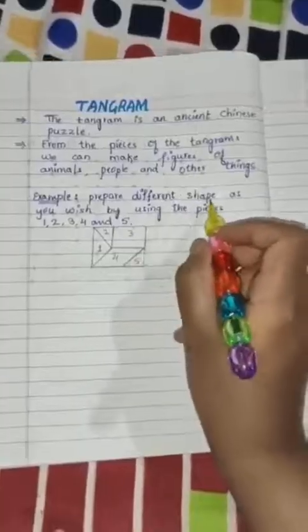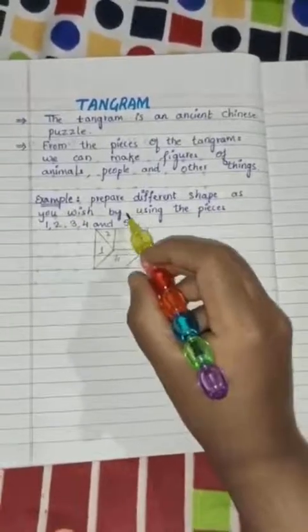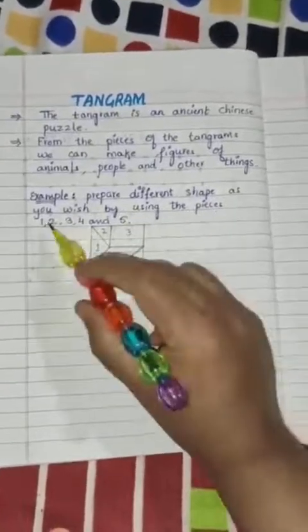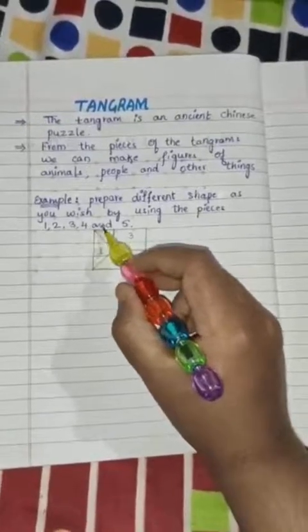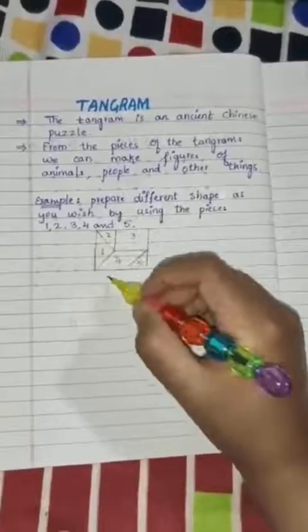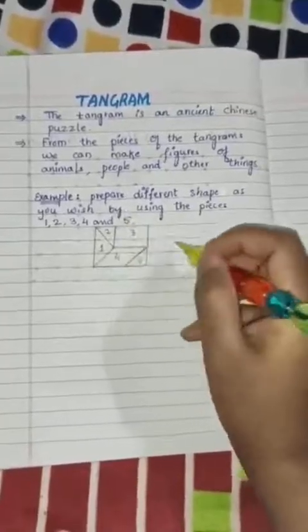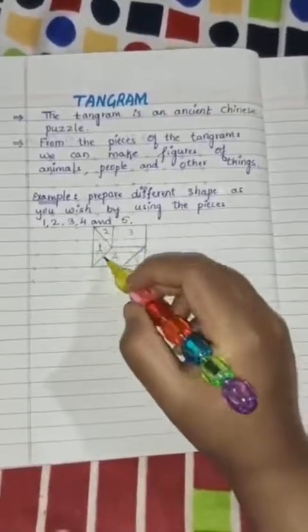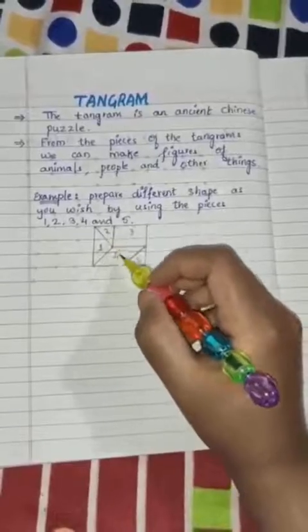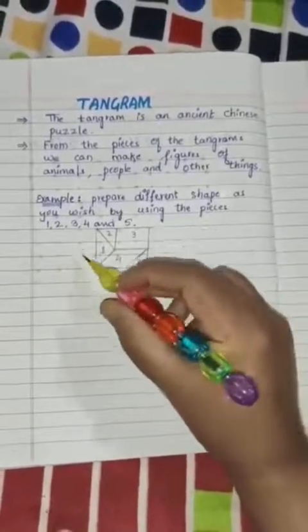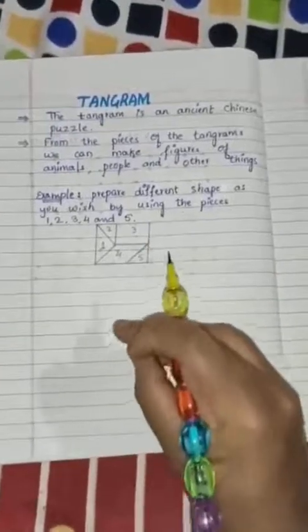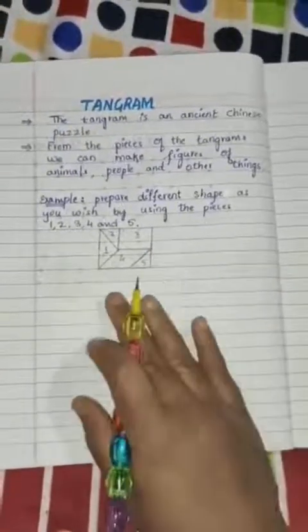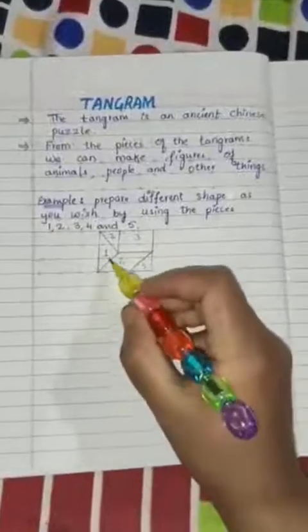Prepare different shapes as you wish by using the pieces 1, 2, 3, 4 and 5. Here we have 5 pieces, right? They are in different shapes, right? 1, 2, 3, 4, 5. So by using these pieces of the tangram we have to make some different figure. Okay, now let us do it. Here I will take this one.